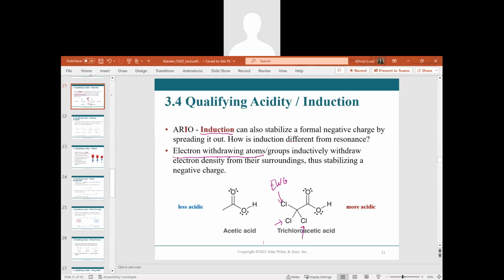Again, we're comparing acids to acids here, and acetic acid, even though it's called an acid, will be less acidic than trichloroacetic acid, which is the same structure, but instead of hydrogens, we have these three chlorine atoms. Because of these electron withdrawing groups, through induction, trichloroacetic acid will be more acidic, and this proton here will be much easier to remove than this proton here on acetic acid.